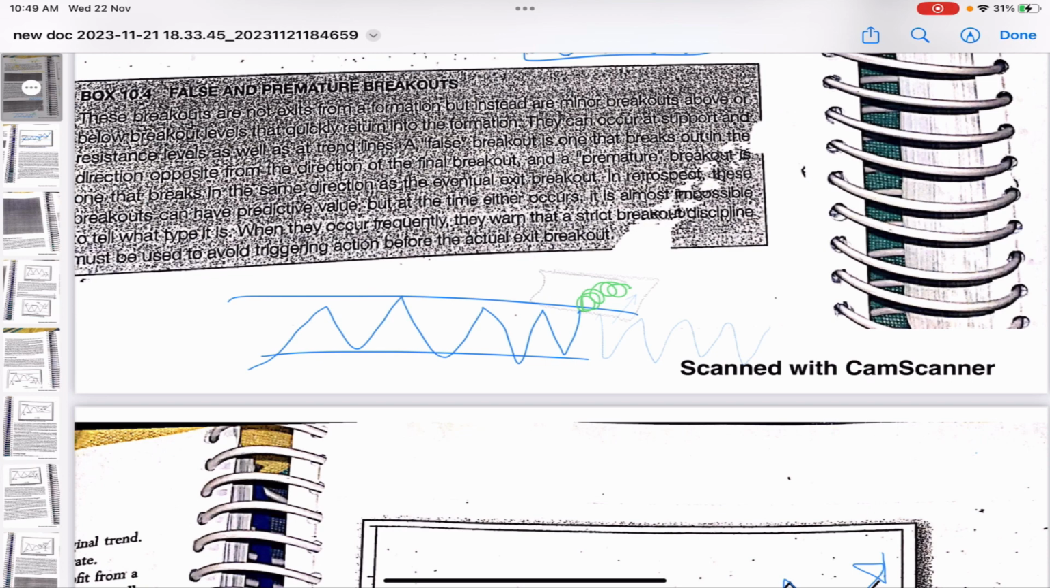A false breakout is one that breaks out in the same direction as the eventual exit breakout. In retrospect, these breakouts can have predictive value, but at the time when they occur, it is almost impossible to tell what type it is. When they occur frequently, they warn us that a strict breakout discipline must be used to avoid triggering action before the actual breakout. Okay, that is something to keep in mind.